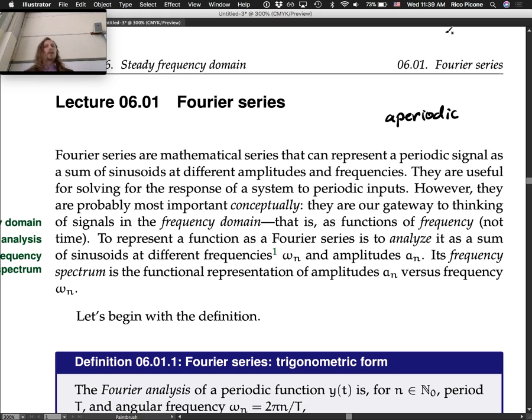However, they are probably most important conceptually. They are our gateway to thinking of signals in the frequency domain, that is, as functions of frequency, not time. To represent a function as a Fourier series is to analyze it as a sum of sinusoids at different frequencies. So we denote those frequencies as omega sub n and amplitudes a sub n. And you might say, isn't that our natural frequency notation? It is. Is that confusing? It is.